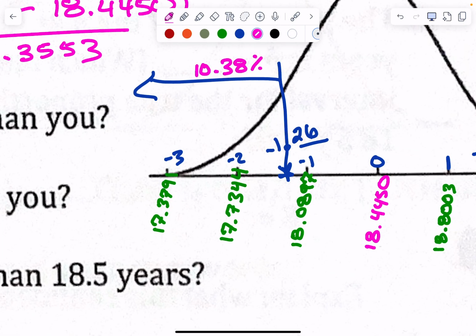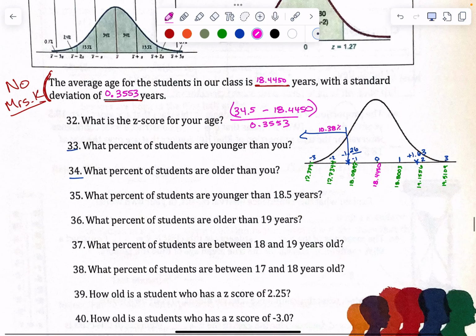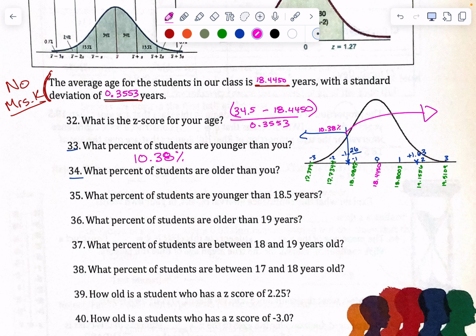10.38% is what's younger than Ethan. So that is his answer, not your answer, but his answer. 10.38%. What percent of students are older than you, Ethan? You can subtract that. So like 89.62. I don't know. Yeah, something like that. 89.62%. Does that work?